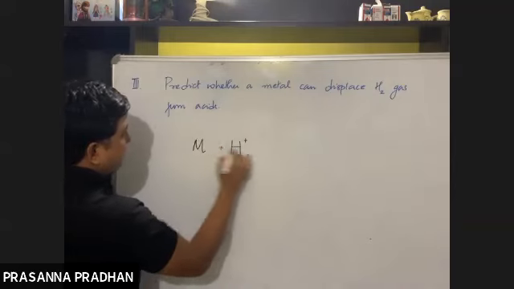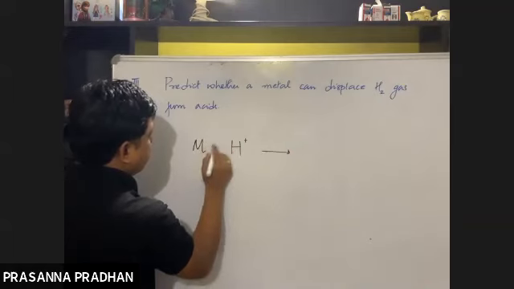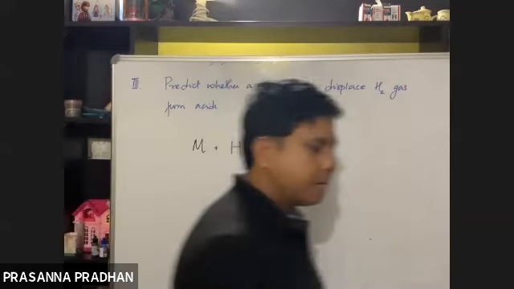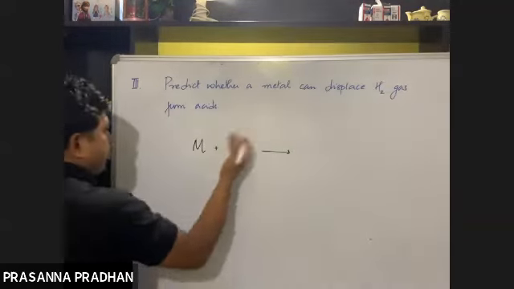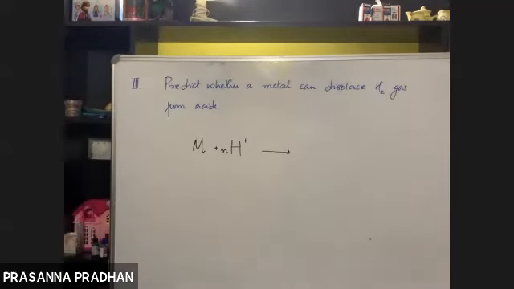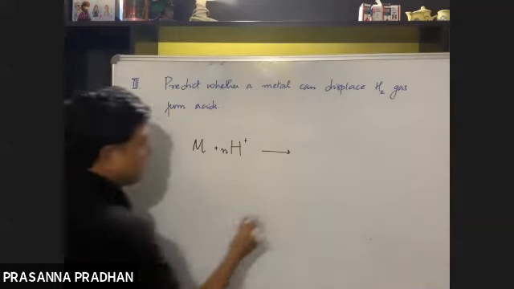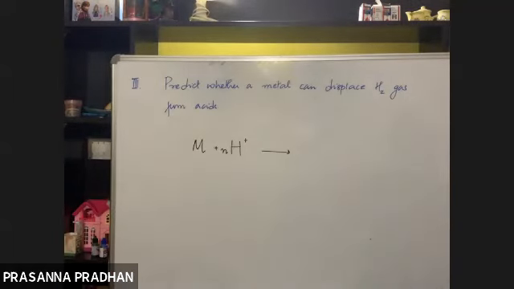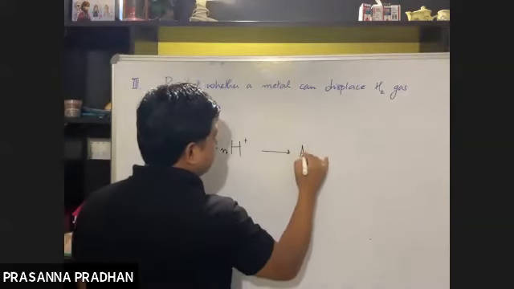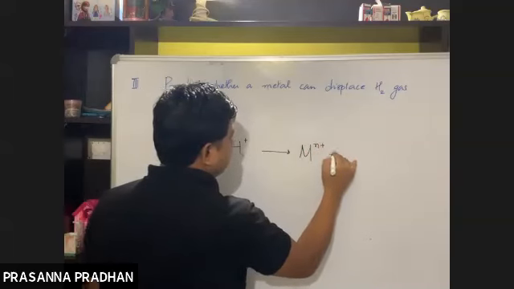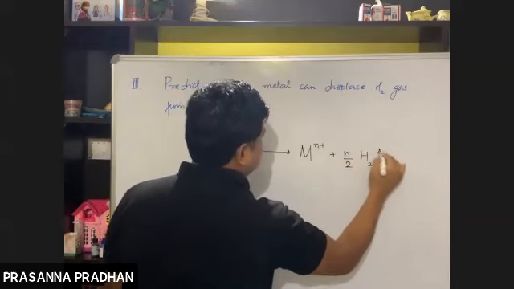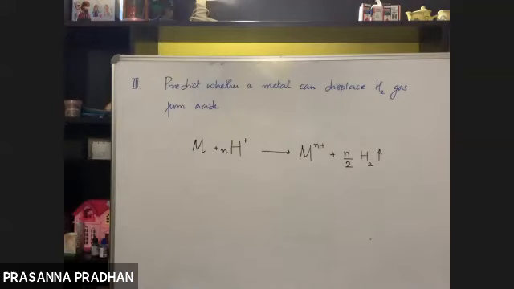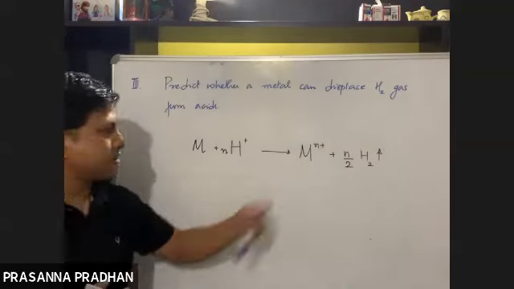Suppose we have a metal. So we are trying to predict whether this reaction will occur or not. What is M? M is a metal. And there is an acid. An acid is denoted by H positive ion. Suppose there are n number of H positive ions. So we are predicting whether this metal will liberate hydrogen gas or not. If it liberates hydrogen gas, it will get oxidized to M n positive and hydrogen gas will be liberated. So we are trying to predict whether this particular reaction will occur or not.